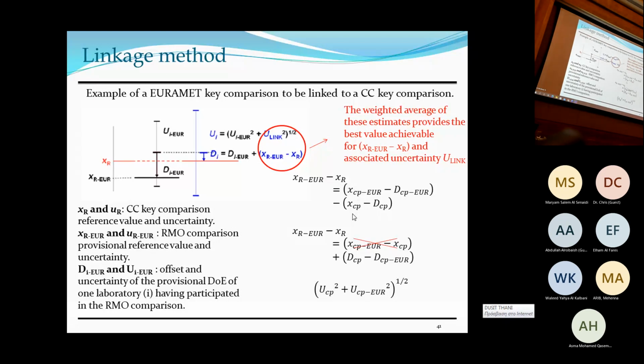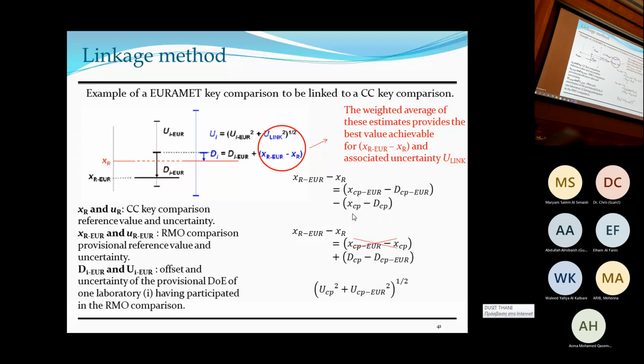Okay? So I'm just rewriting this difference, including these degrees of equivalence of the double participating lab, once with respect to the RMO comparison and once with respect to the CC comparison. And then this is rearranged a little bit, and we have this plus that. Okay?